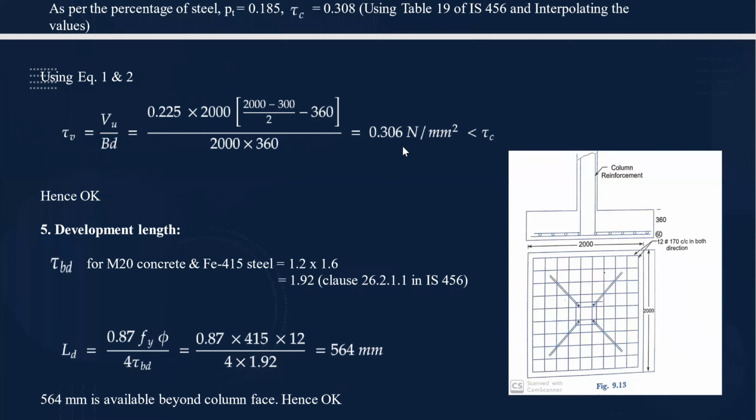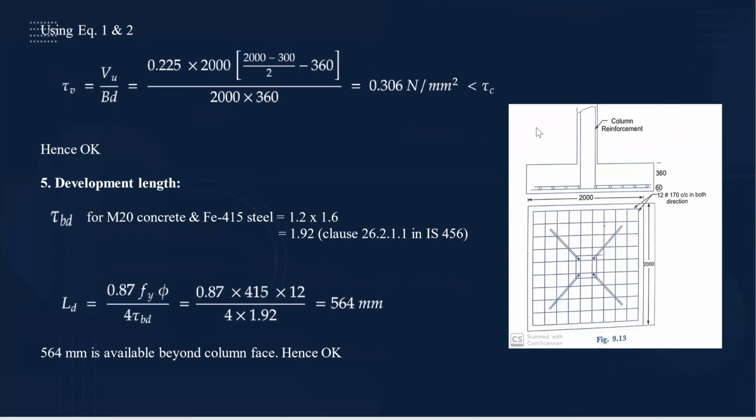And the last step is development length. Calculating the development length with the help of this formula of LD, that is 0.87 fy into phi upon 4 tau bd, and tau bd is 1.92. Using clause 26.2.1.1 in IS 456, LD comes out to be 564 mm. Now this 564 mm is available beyond the column face. Hence the design is okay, and this will be an approximate design sketch for the reinforcement details.